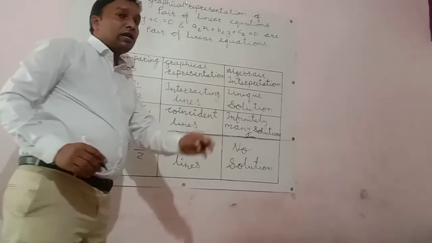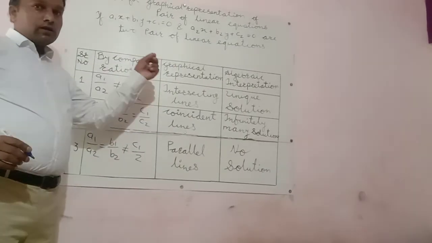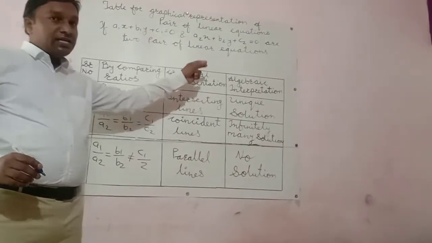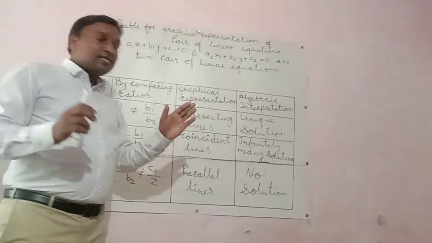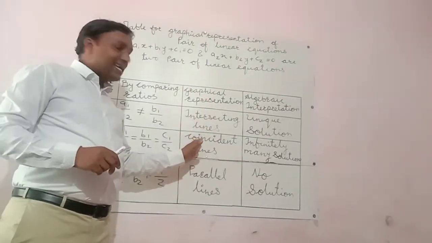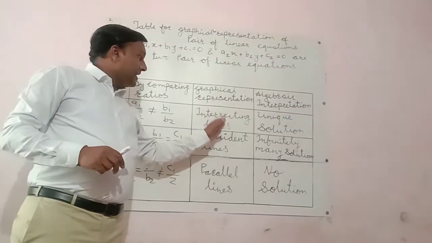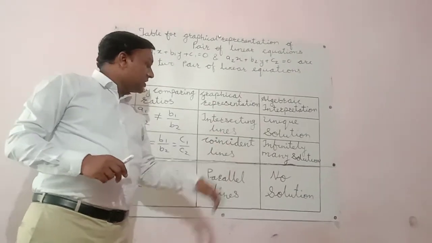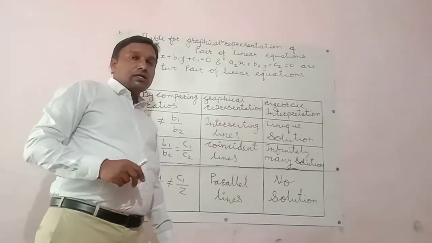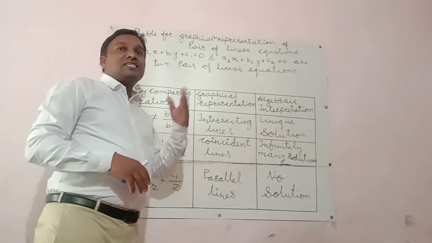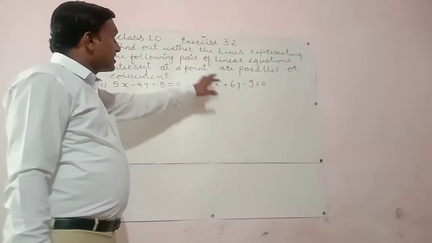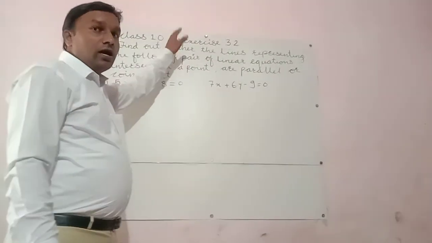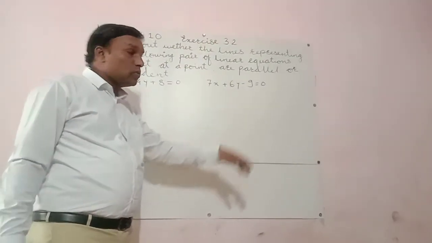So this is the table for our graphical representation of pair of linear equations, so that we can decide whether our lines are intersecting lines, coincident lines or parallel lines. After that we will see the examples on it. So this is our first example from class 10, exercise 3.2.